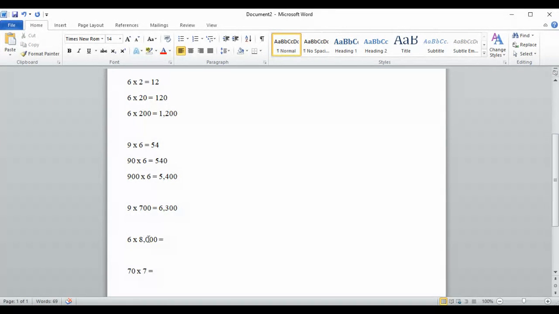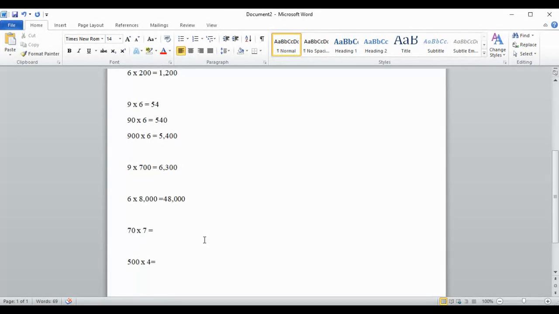Then we have 6 times 8,000, or 6 groups of 8,000. So let's do the math fact. 6 times 8, that gets us 48. Then we're going to add 3 zeros. 1, 2, 3. Go in here, put our comma in the right place for 48,000. Then if we have 70 times 7, let's do the math fact. 7 times 7, which gives us 49.